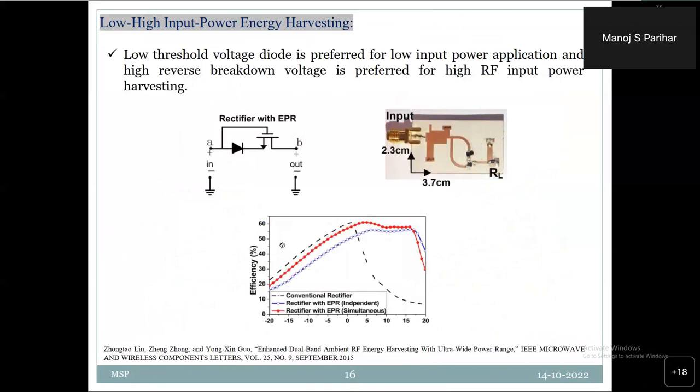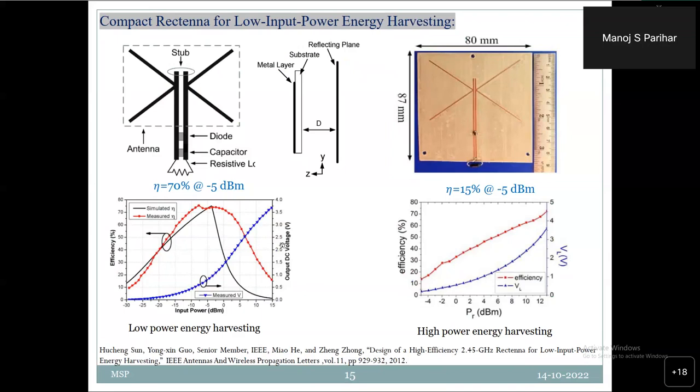Now, you can harvest energy either at low input power level or high power level, but it is difficult to harvest energy from low to very high power level. This is decided by either the threshold voltage of a diode or its breakdown voltage. So if you want to harvest energy at all power levels from low to high, your threshold voltage should be very small and breakdown voltage should be high. So you can harvest energy from low to high.